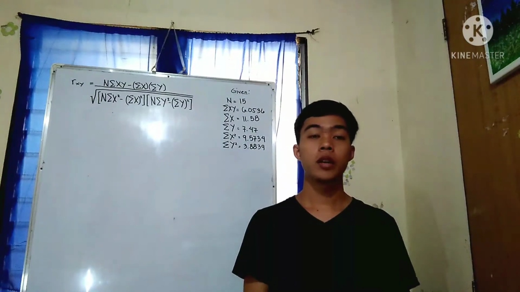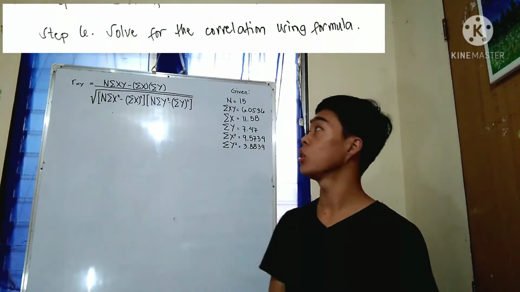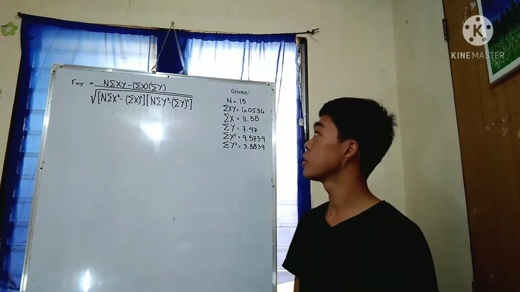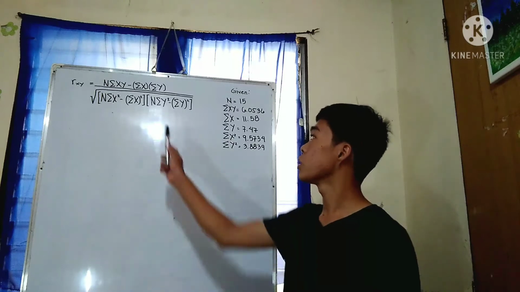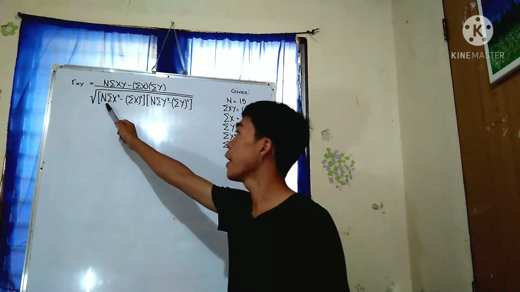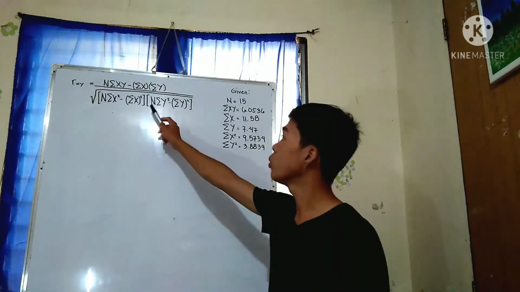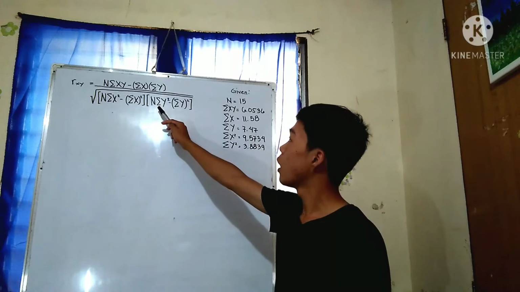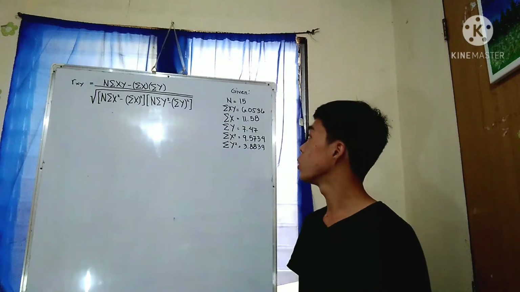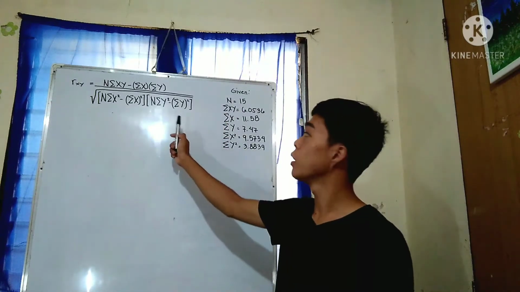Okay, for step 6, you will get the correlation using this formula. The correlation is equal to the number of cases times the summation of xy minus the summation of x times the summation of y, over the square root of the number of cases, n, times the summation of x squared minus the summation of x to the power of 2, and times the summation of y squared minus the summation of y to the power of 2. After that, we will substitute all the numbers in the given.